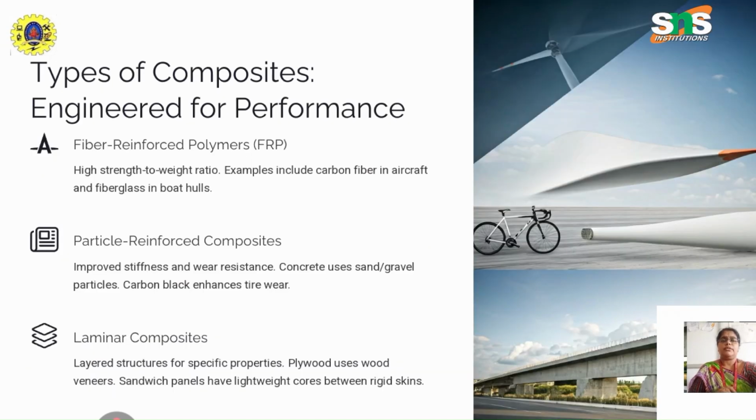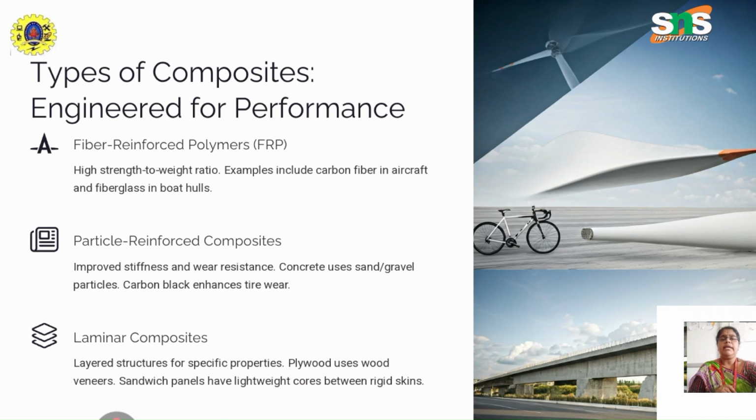Types of composites. There are different types of composites. These composites are engineered for different purposes and for good performance. One is fiber reinforced polymers, called FRP, with a high strength to weight ratio. Examples include carbon fiber in aircraft and fiberglass in boat hulls. You can see it in the diagram.